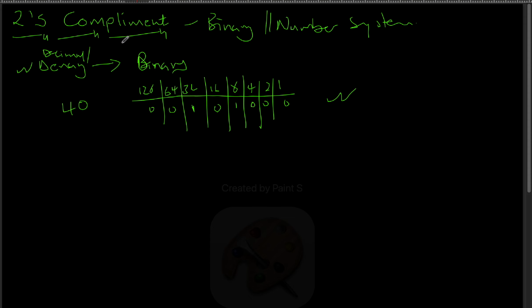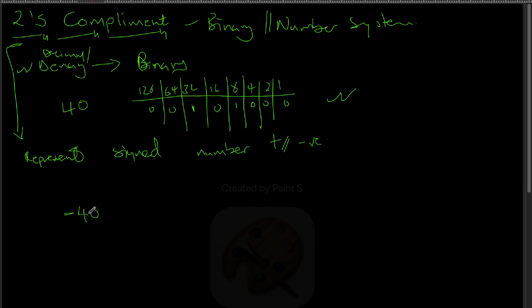Two's complement comes in handy whenever we want to represent negative numbers, or let's just say signed numbers, meaning positive and negative numbers. With natural binary that we're used to, we cannot represent negative numbers, like negative 40. There is no room for us to input negative numbers here. But two's complement allows us to represent signed numbers, either positive or negative.